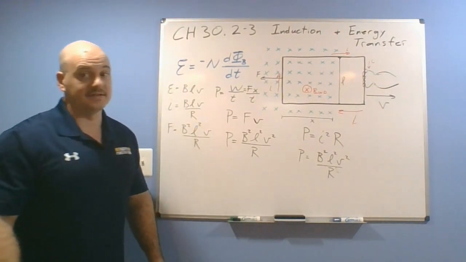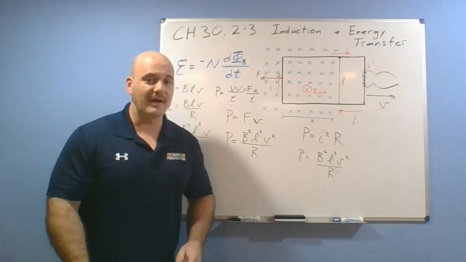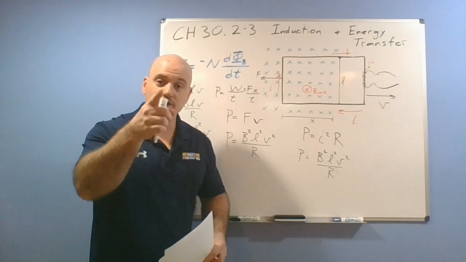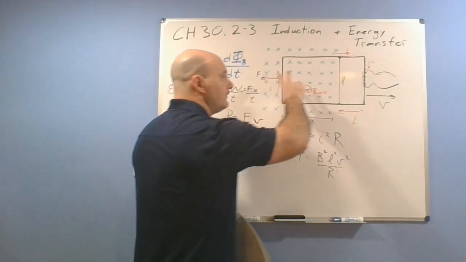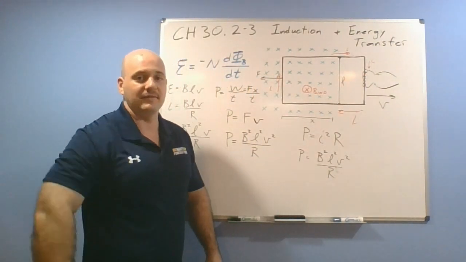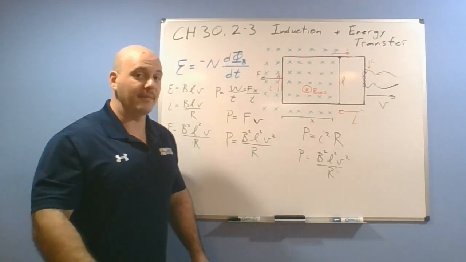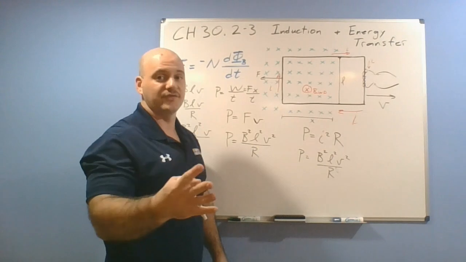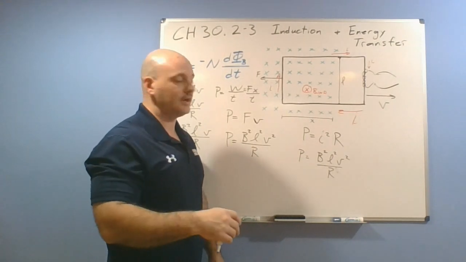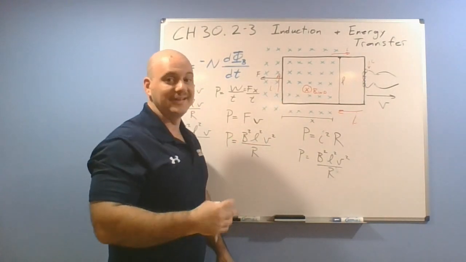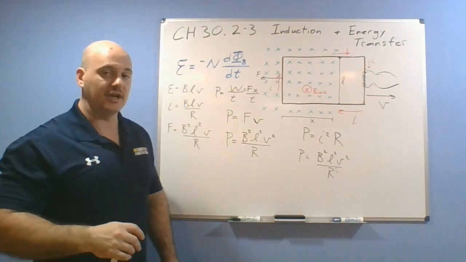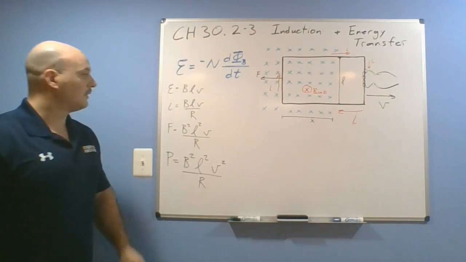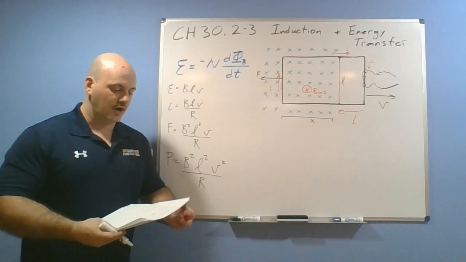Okay, what this means is that the amount of work that you are doing in order to move this loop out of the magnetic field is the same amount of work that the resistance in the wire will transfer away from mechanical work into heat. Okay, it's the rate of change of energy.